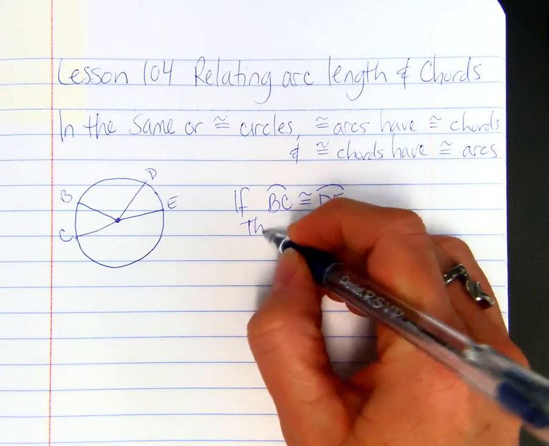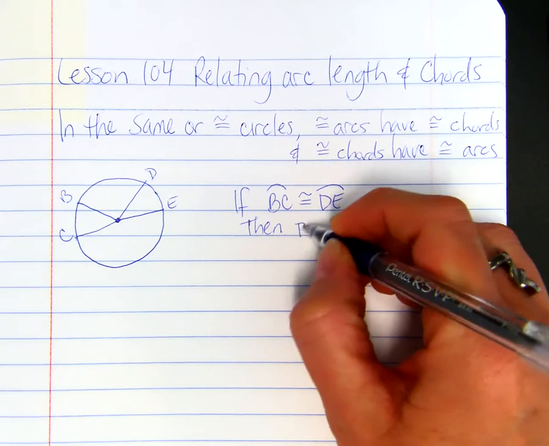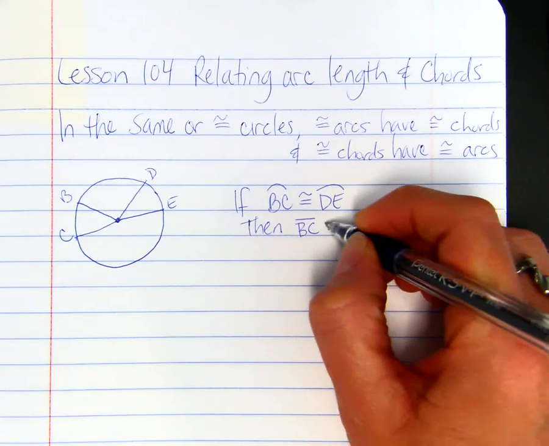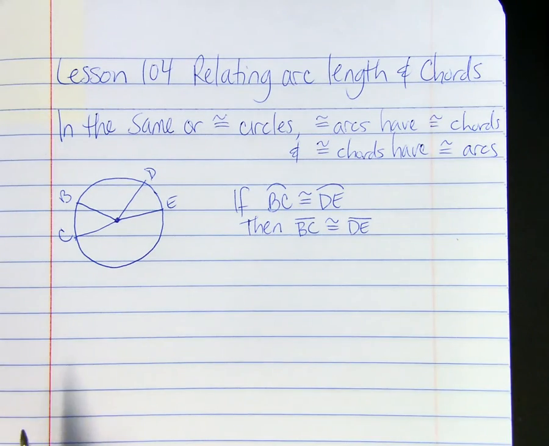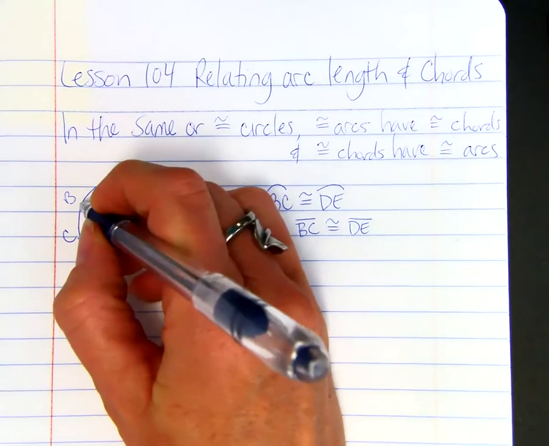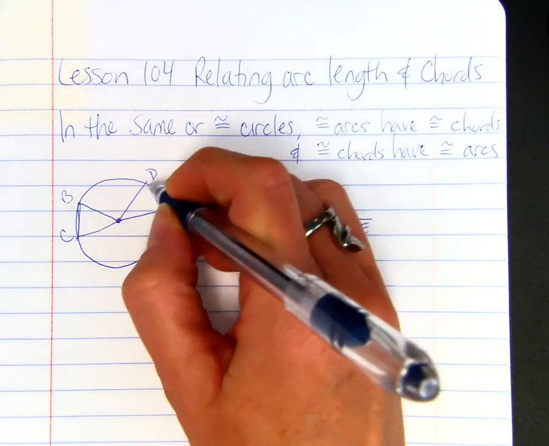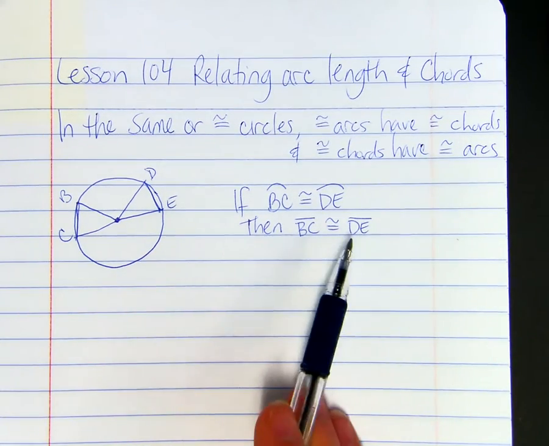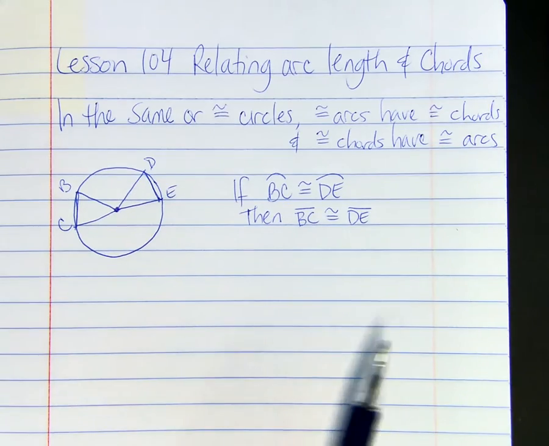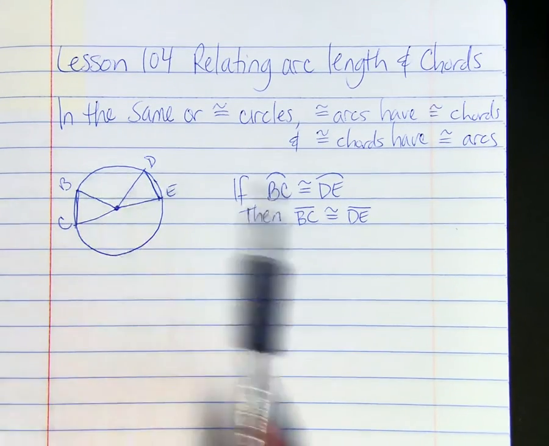then segment BC will be congruent to segment DE. So if you were to draw a segment between B and C, it would then be congruent to DE, and vice versa. So if BC is congruent to DE, then the arcs will be congruent.